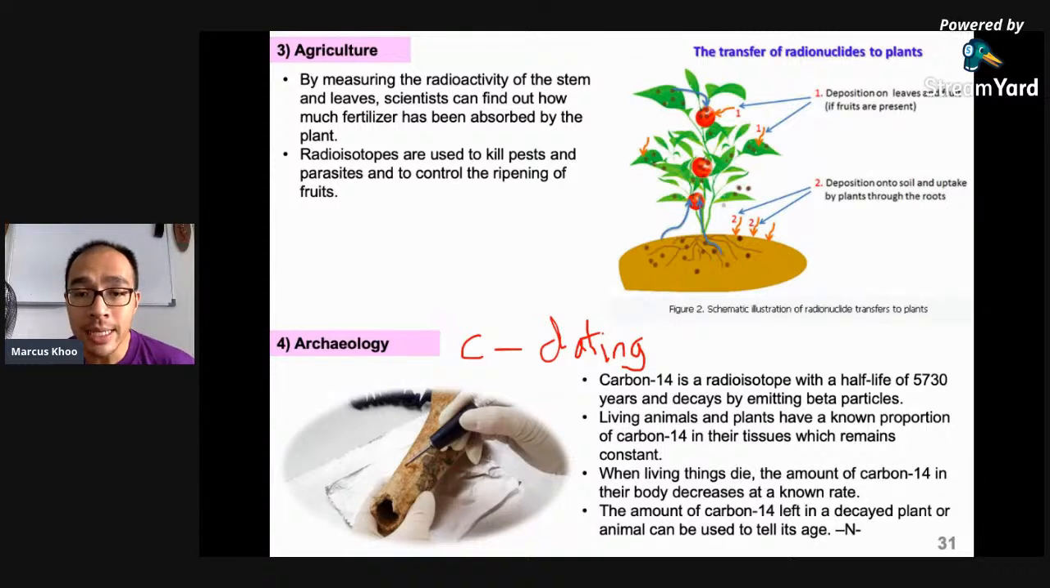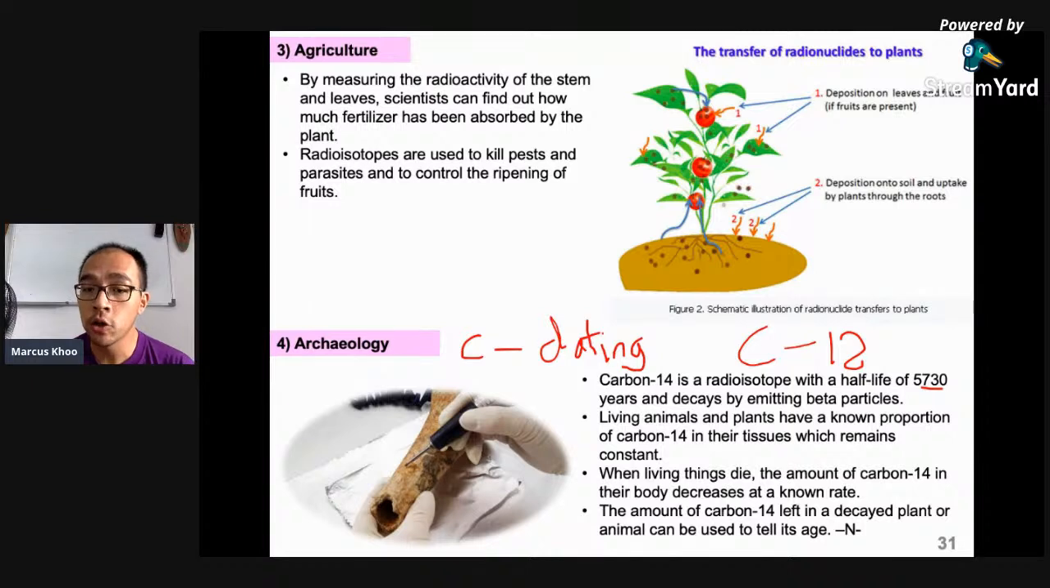But we're not using C12. Originally carbon is carbon 12, but we're using an isotope of carbon, which is carbon 14. Carbon 14 is a radioisotope, an isotope which is radioactive. Carbon 14 is a radioisotope with a half-life of 5,730 years. It's very, very old, a very long half-life, and decays by emitting beta particles mostly.